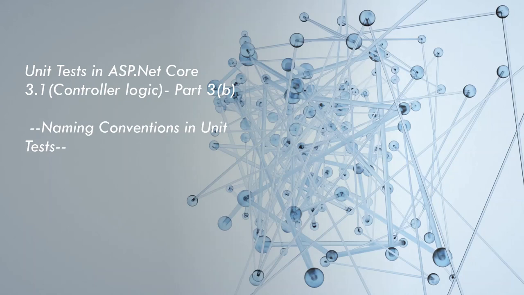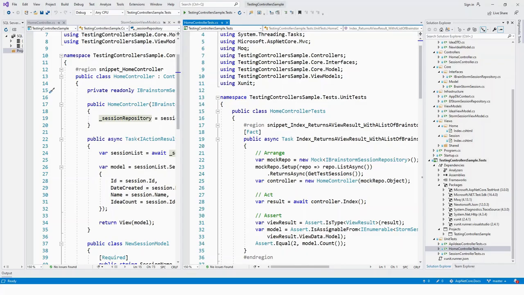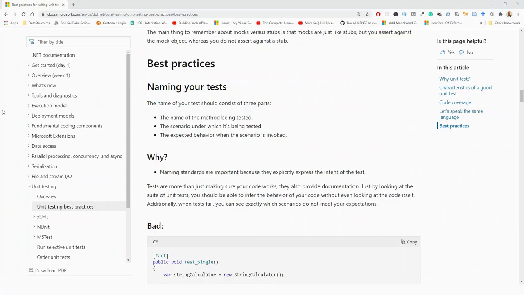This is part 3B of the unit test in ASP.NET Core controller logic, and in this part we will be learning the unit test naming best practice. Now let's see a document in a nutshell which has the best practices for the unit test, even though this topic is not actually covering the best practices, just to tell you the naming convention a bit.